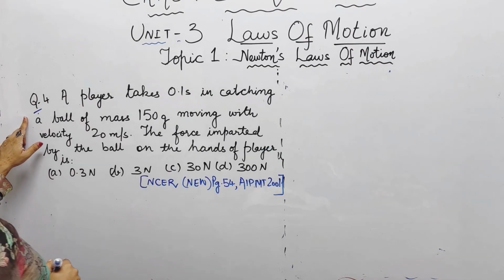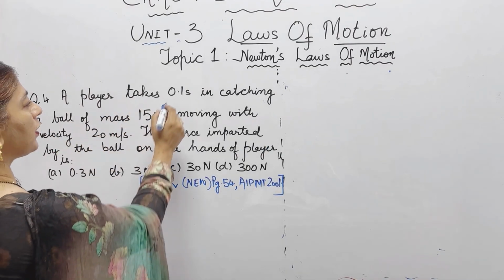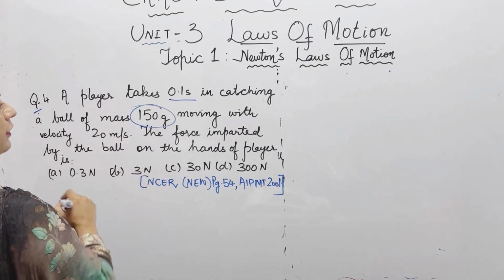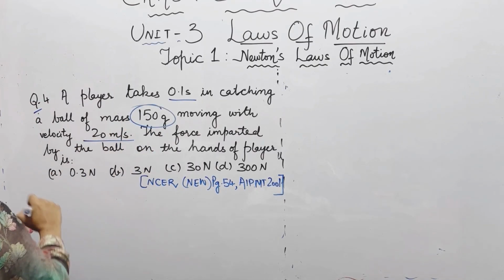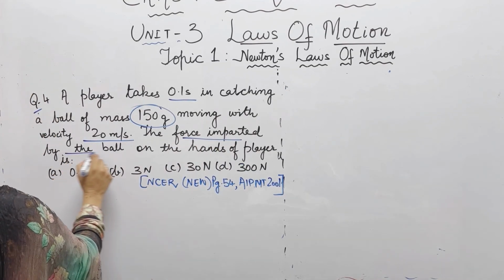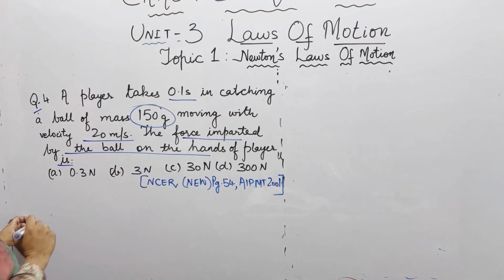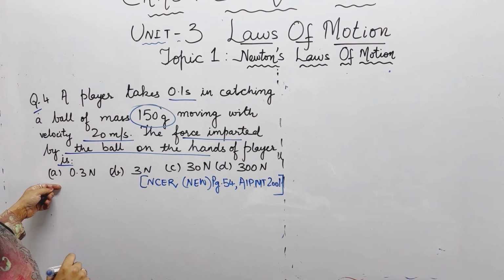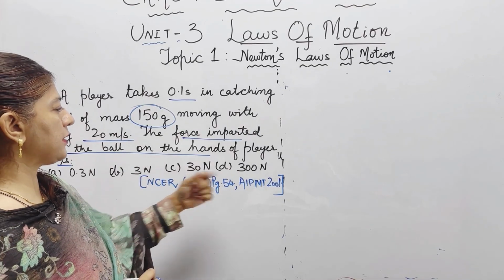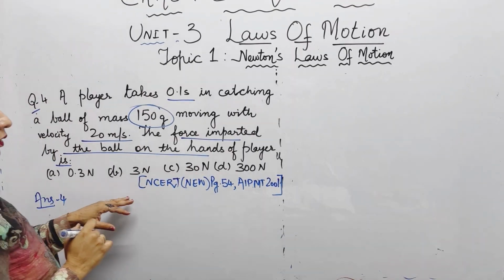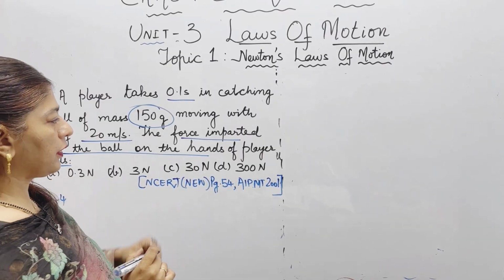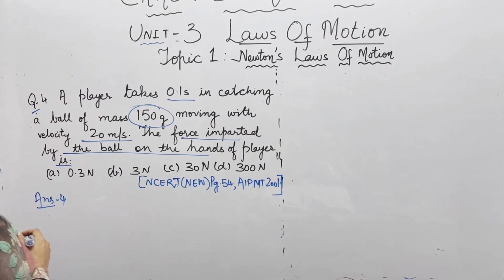Now the question number 4. A player takes 0.1 second in catching a ball of mass 150 gram, moving with velocity of 20 meter per second. The force imparted by the ball on the hands of player is. So option A is 0.3 Newton, B 3 Newton, C 30 Newton, and D is 300 Newton. This question is on the page number 54 NCERT new, and it has come in All India PMT exam 2001.